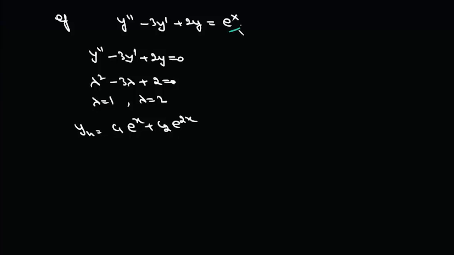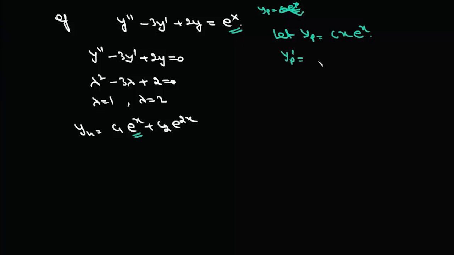Now we have Rx as e to the power x, and from the table we know if Rx is e to the power x, then the choice of Yp is c into e to the power x. But the problem is e to the power x is one of the roots of Yh. So now the modification rule says rather than taking y as c e to the power x, we are going to take Yp as c x into e to the power x.